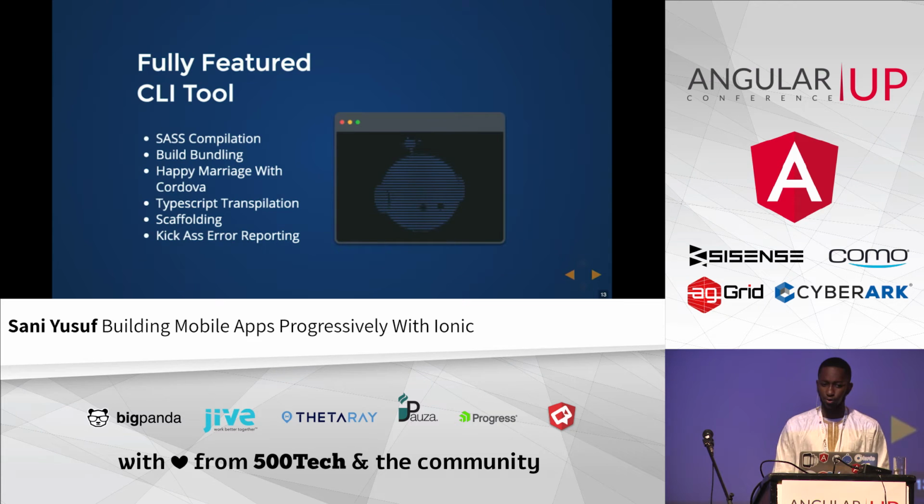Fully featured CLI tool. The CLI tool that comes with Ionic handles things like Sass compilation and builds your bundle for you. It works well with Cordova and TypeScript. You can do scaffolding, like Yeoman. You can generate pages, providers, and services. And it has great error reporting.